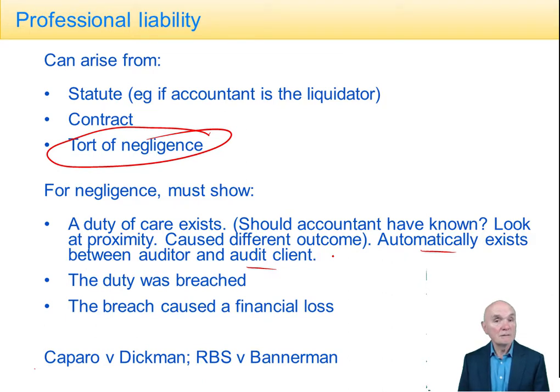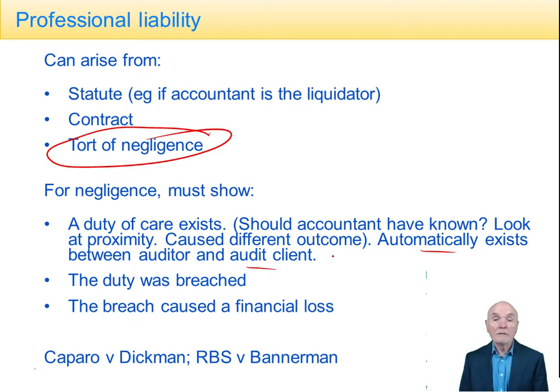You have to show that the duty was breached, and part of showing that the duty was breached is judging how strict is the standard, how high is the standard. And by and large, if auditors comply with the international standards of auditing, they're going to be relatively safe, because the international standards of auditing tell the auditors how to do the audit. Here's what you should do here, here's what you do in the stock take. And if they comply with that, then in a way, who's going to say they should do something extra or different? And you have to show that the breach caused financial loss.